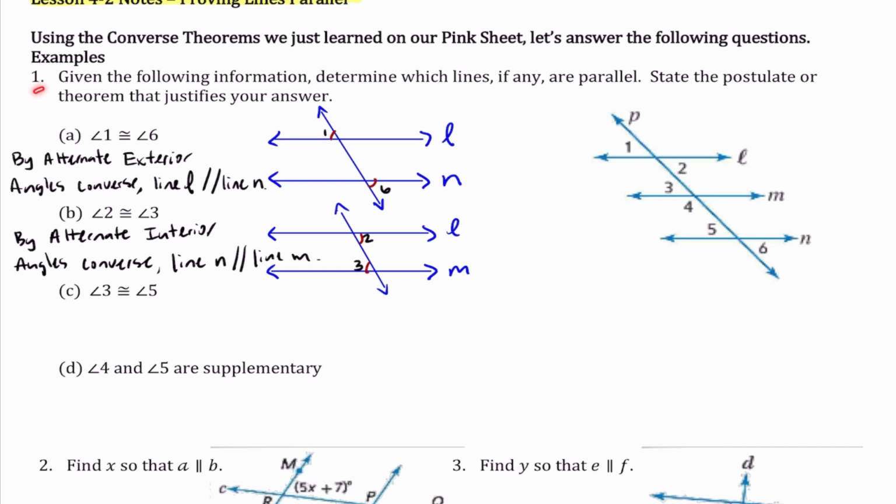Now let's look at 1C. Angle 3 is congruent to angle 5. Angle 3 is part of line M. And angle 5 is part of line N. And this is the transversal. So I'm going to draw the two lines and the transversal.